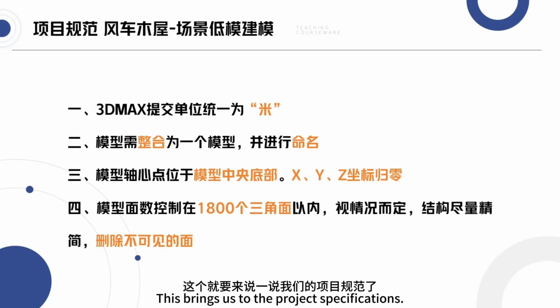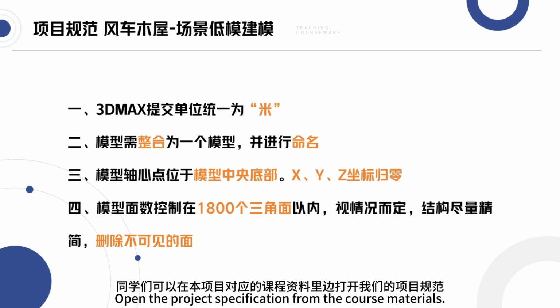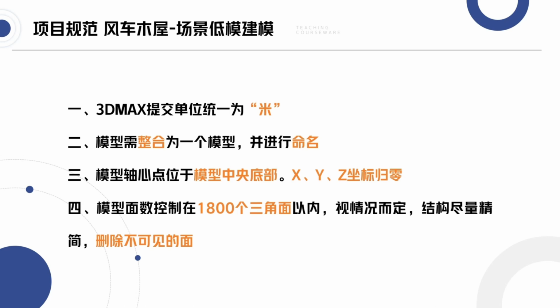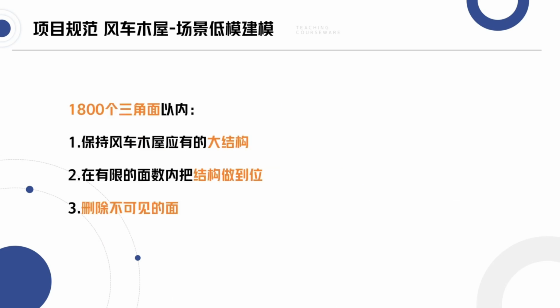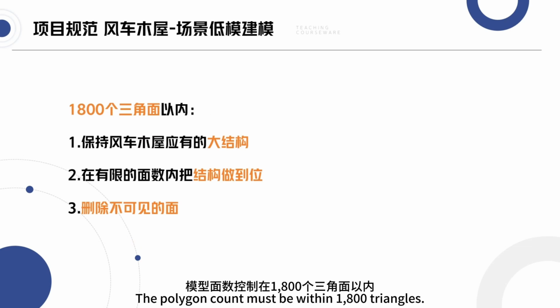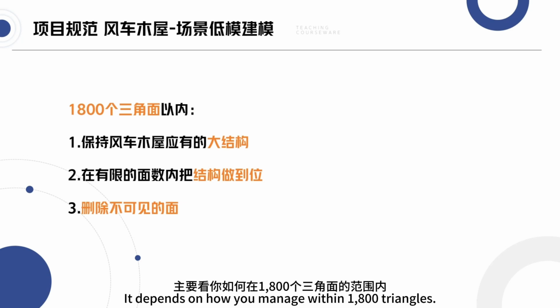This brings us to the project specifications. Open the project specification from the course materials. There you'll find the detailed setup. Here, let's focus on rule number 4. The polygon count must be within 1,800 triangles. So how simplified should our scene low poly model be? It depends on how you manage within 1,800 triangles.